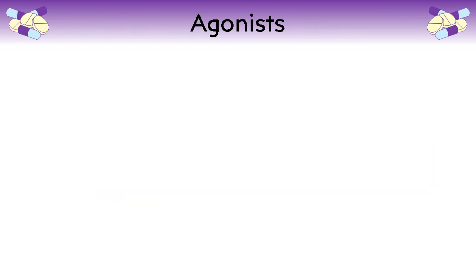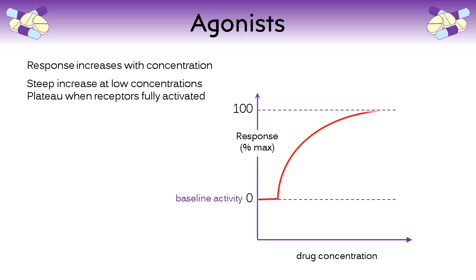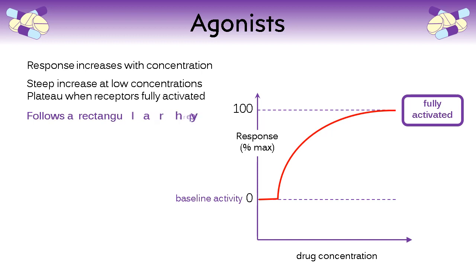Let's start by looking at agonists. The more agonist molecules present around a group of receptors, the greater the response will be. So, the response increases with the drug or ligand concentration. When plotted as a graph, the response starts at 0%, which is the baseline activity. It rises steeply as the concentration of agonist is increased, then levels off at higher concentrations when no further response can be achieved. This occurs because the receptors are fully activated. This type of curve is known as a rectangular hyperbola.